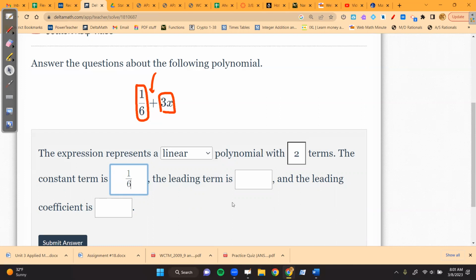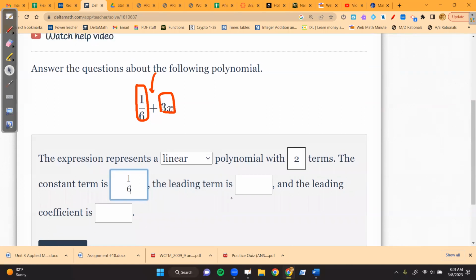The leading term is 3x. And we'll talk more about this too. But in order to make decisions about a polynomial, we have to put it in what's called standard form. So I would always put the highest degree of x first. So the 3x I would have to put first, and then the plus 1/6 second. Even though it looks like the first term is 1/6, we can't make a decision based off of that. We have to put it in the correct order first. So the leading term is actually 3x, that entire thing.